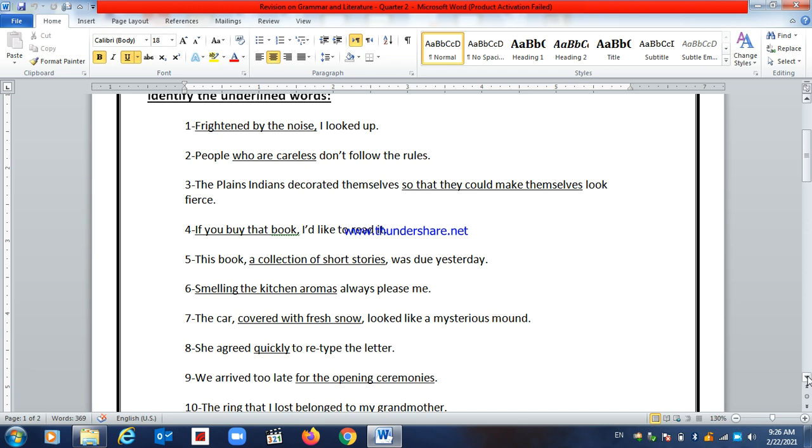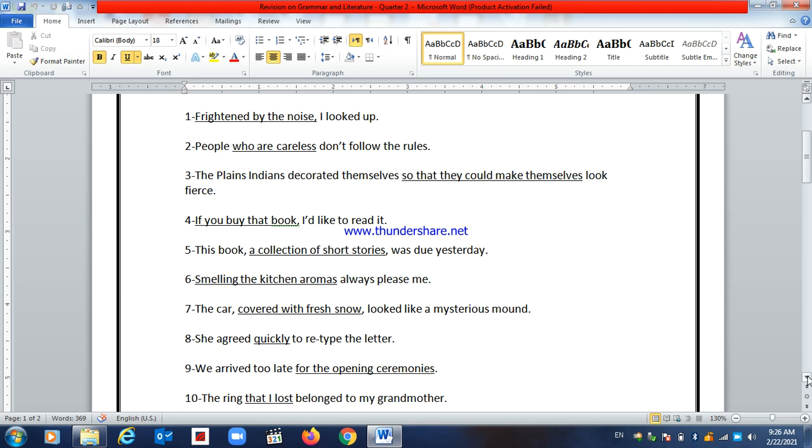Then the last sentence, the ring that I lost belonged to my grandmother. That I lost. The underlined words, clause or phrase? Clause, because it involves the pronoun I and the verb lost. And it starts with the relative pronoun that. Then the underlined words, adjective clause.